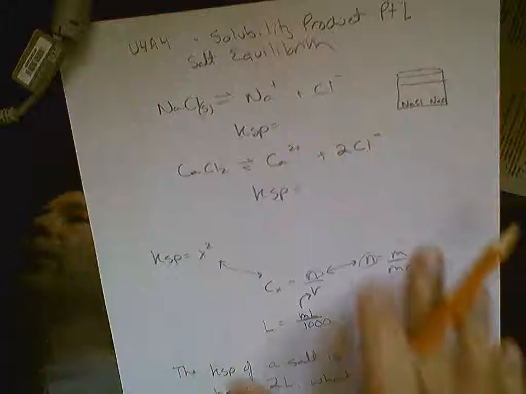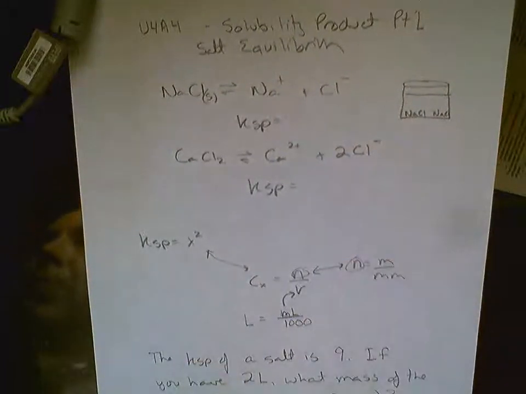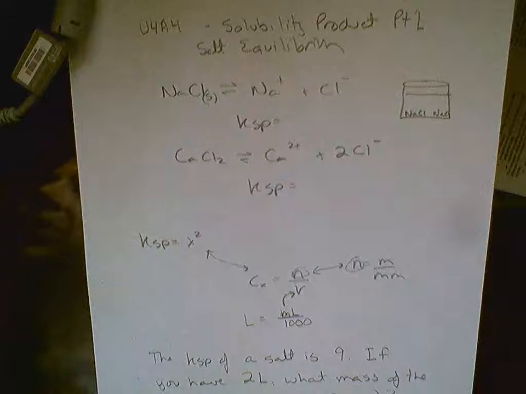Okay, we're moving on to Unit 4, Activity 4, Solubility Product, Part 1. So what this is, this is equilibrium with salts. Before we were doing gases, now we're doing salts. There are 14,000 salts known to man. A salt is defined as a metal plus a non-metal together.